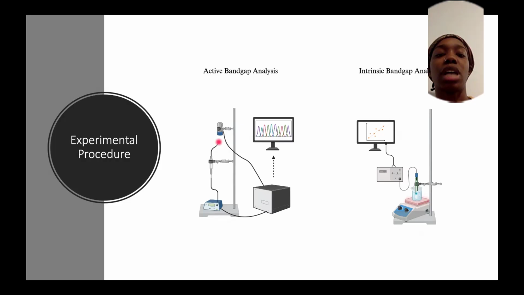The second method was the optical analysis. In this part, we use a spectrometer and a fiber optic cable to measure the light emitted by each LED. The spectrometer produced an emission spectrum, and the peak wavelength was used to calculate the optical band gap. So this experiment compares the electrical method and the optical method for estimating band gap energy.